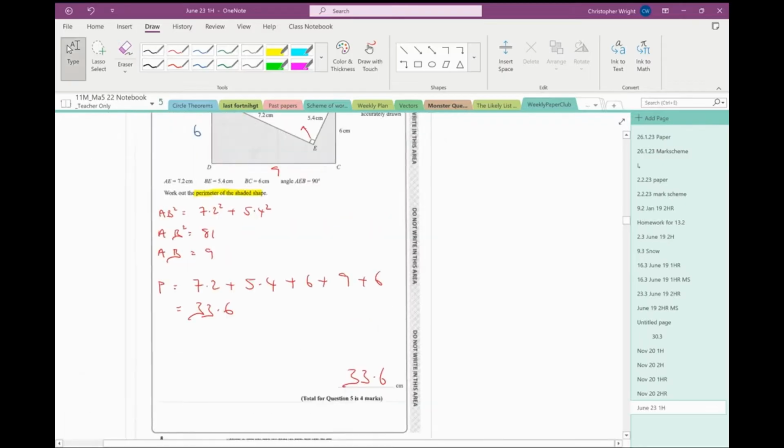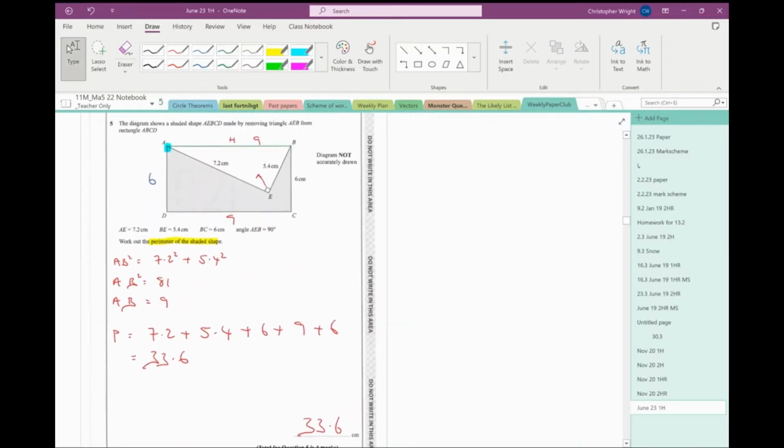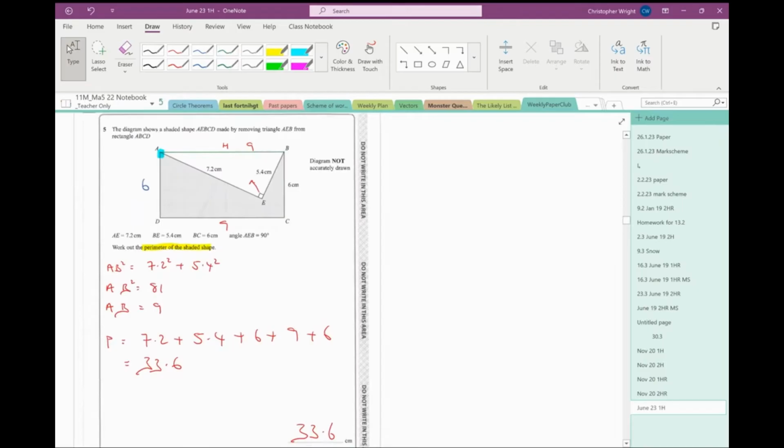33.6 centimetres. Let's just have a quick check. It said work out the perimeter of the shaded shape, and I've done that. And that is my answer to question 5.